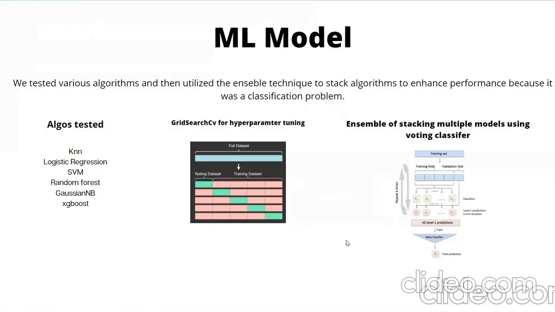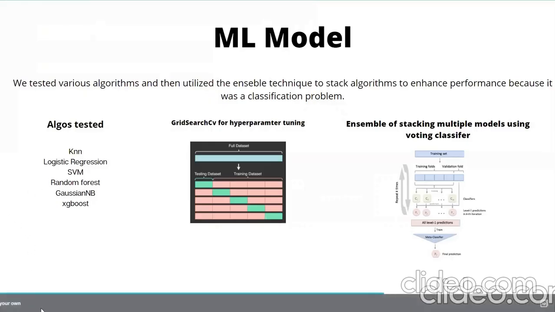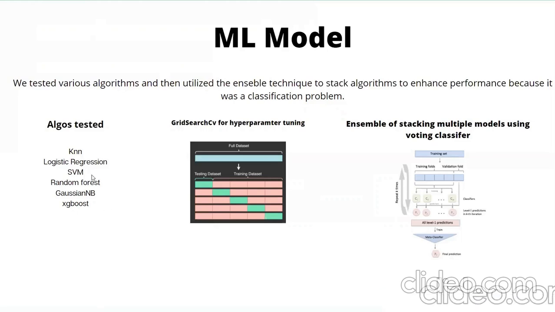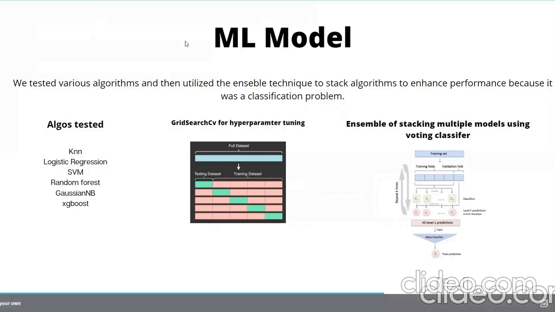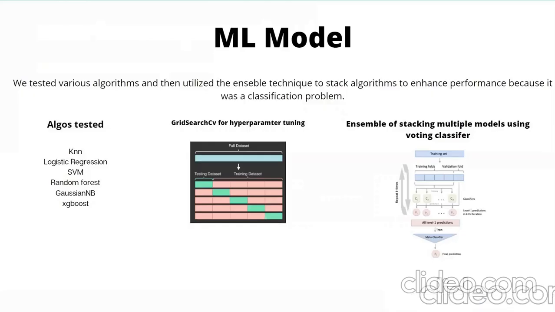And why ensemble technique? Since we had seen different combinations of performance or accuracy in each of these models, we thought of stacking up 3 models out of the models listed here, and we performed an ensemble technique. For our ensemble technique, we used KNN, SVM, and random forest. Stacking all those 3, each of them gave a prediction.